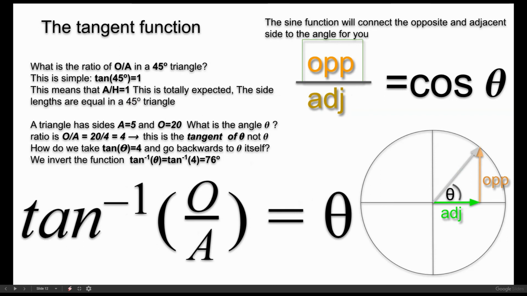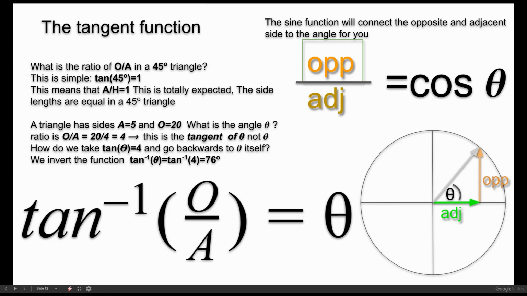Finally, we get to the tangent function. It connects the opposite and adjacent. So if I said to you, what is the ratio of O over A in a 45-degree triangle? Well, first of all, you already know in a 45-degree triangle, the answer should be 1. And if you type in 45 and hit the tan key on your calculator, it will say 1.